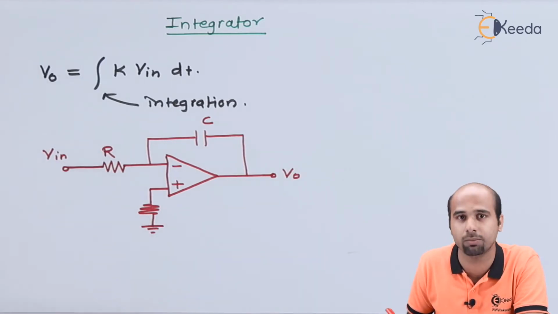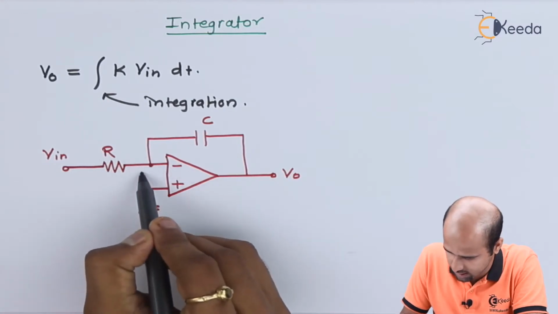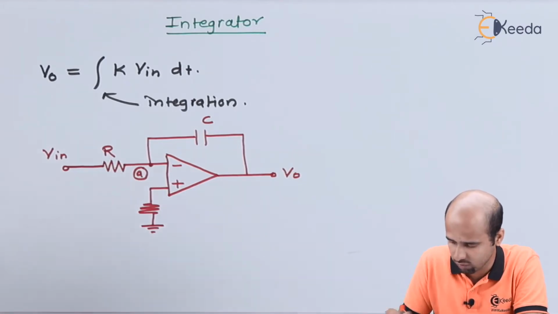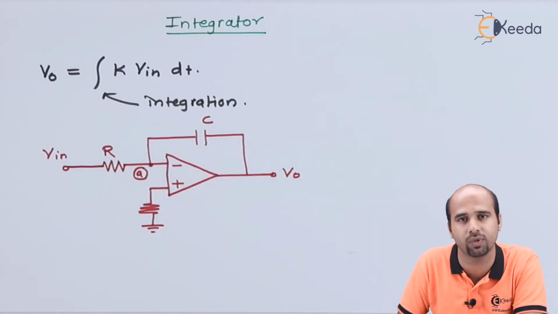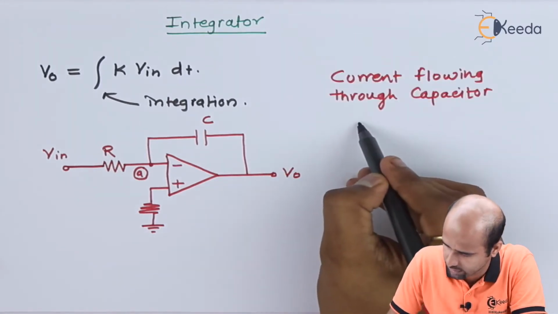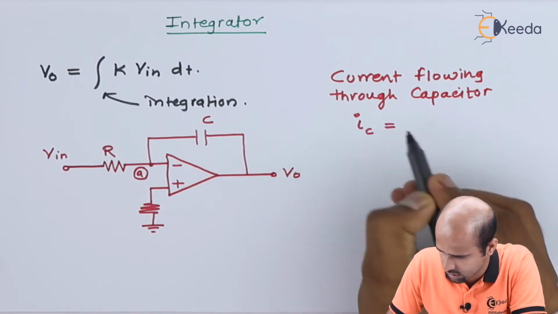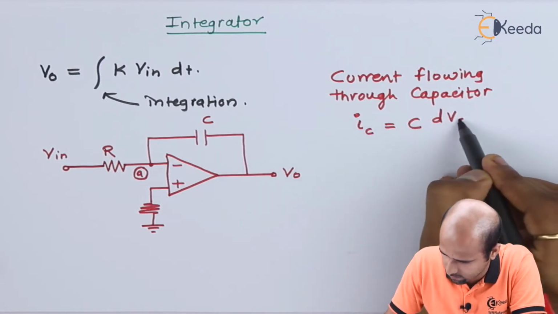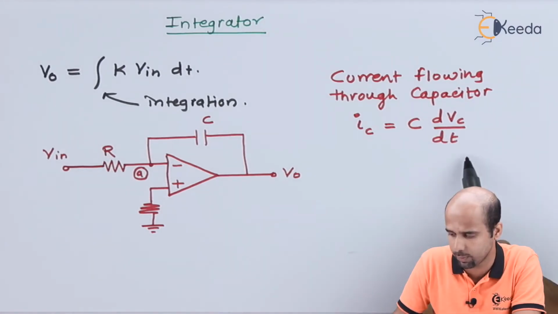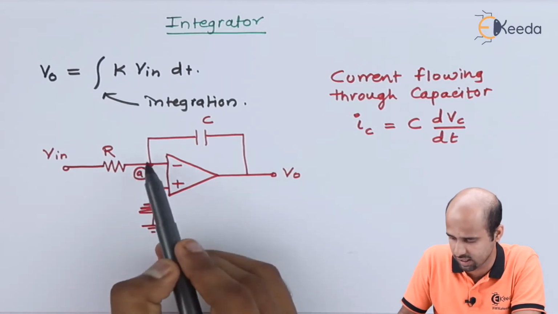Let us treat this with mathematical sense. If I consider this as node A and apply KCL, what will be the current flowing through this capacitor? I should first know the current flowing through the capacitor. The current flowing through the capacitor is given by the derivative of the voltage across the capacitor. Current flowing through the capacitor, let's say IC, is equal to C into dVc divided by dt. This particular equation we will use in the application of KCL at node A.